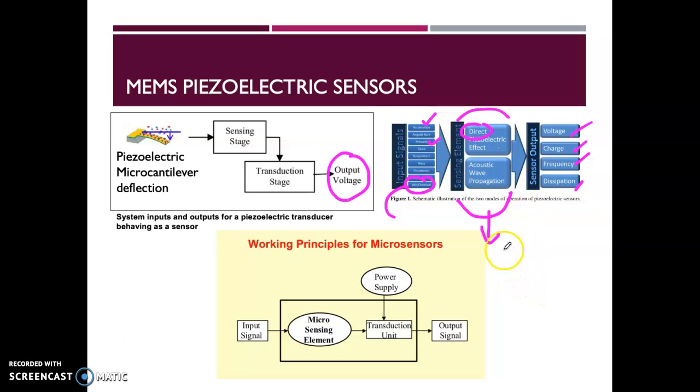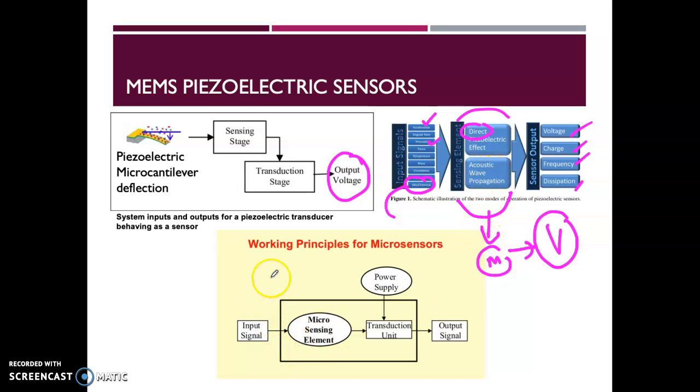Direct means what? We are converting from some mechanical input, let's say temperature or acceleration, into the electrical output, that is voltage. So this is what we call direct effect, where we give the word sensors. On top of that, there is another mechanism for the piezoelectric, what we call acoustic wave. So the wave here is in the form of mechanical.